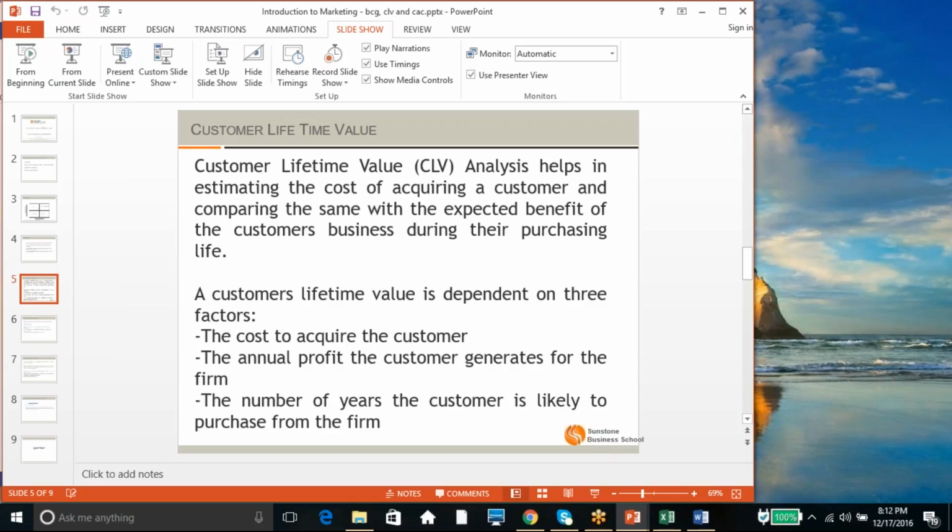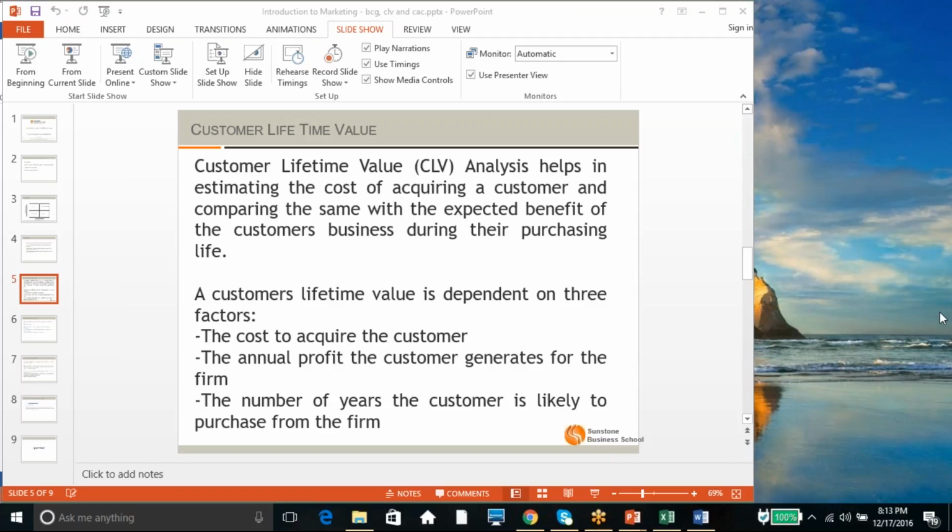B divided by A into C. So you're saying annual profit divided by number of years into cost to acquire. How is that the value derived? So try and do it like that. How much do you gain minus how much do you spend? When you do NPV also, you do total value derived minus total cost spent.